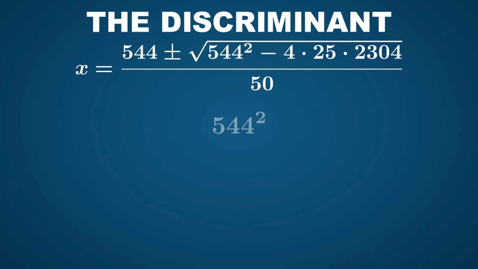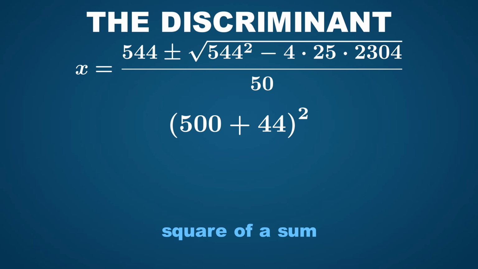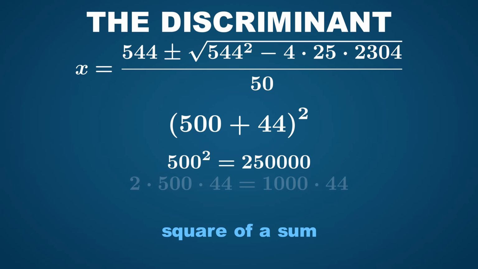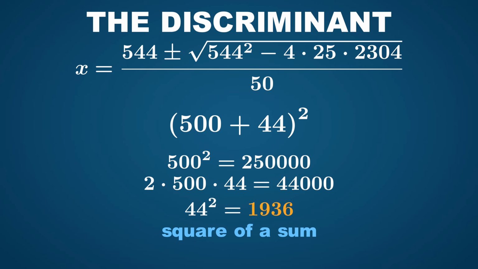So first we compute 544 squared, the middle number squared. We can split 544 into 500 plus 44 and square the sum. This split follows the same square of a sum pattern. 500 squared gives 250,000, a quarter of a million. Twice 500 times 44 is 1,000 times 44, which is 44,000. And 44 squared on its own comes out to 1936.